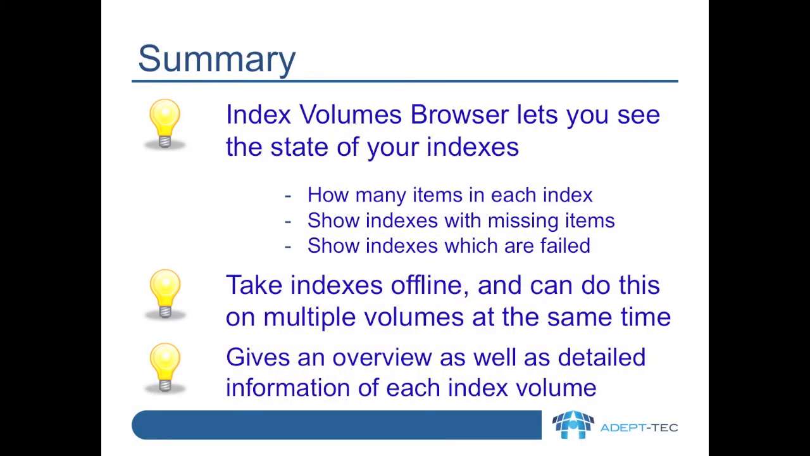In summary then, the Index Volume Browser is a tool that lets you see the state of your indexes. You can see information like how many items are in each index and see which indexes have missing items and which have failed. You can take indexes offline, and you can do that on multiple index volumes at the same time. You get an overview as well as detailed information about a particular index volume.